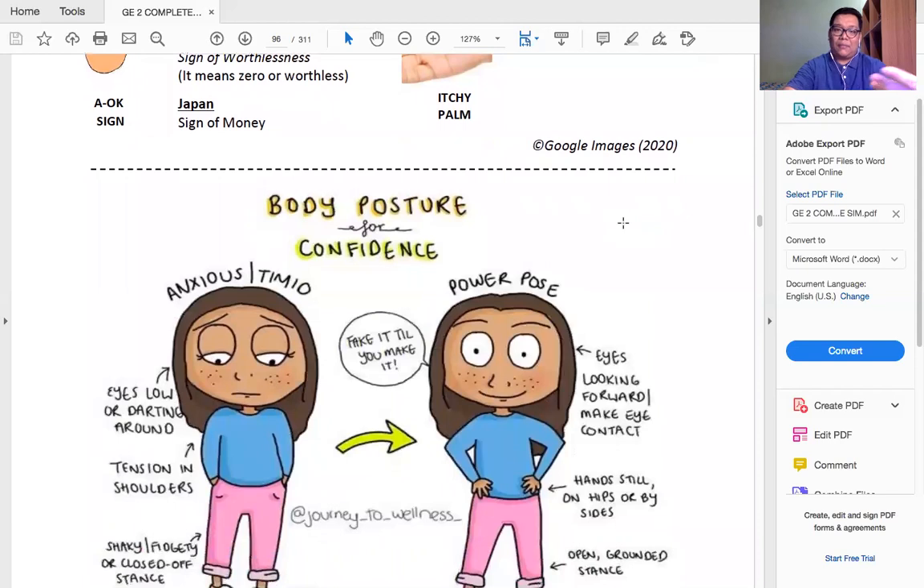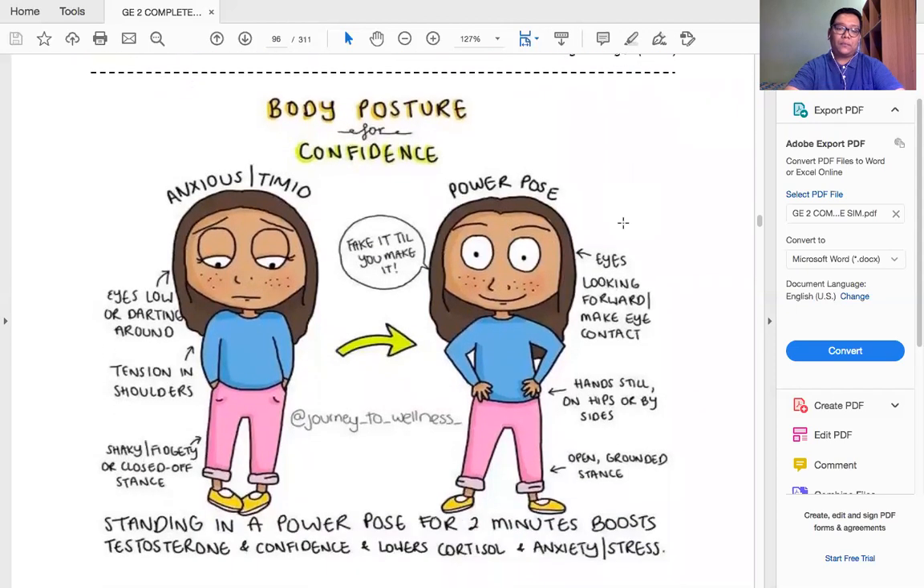Aside from the sign languages, we also need to be mindful about our body posture because it also signals our confidence. This may not be used by the deaf and the mute, but this is widely observed by all of us humans, most especially when we do public speaking, when we deliver public addresses in front of a large crowd of people.